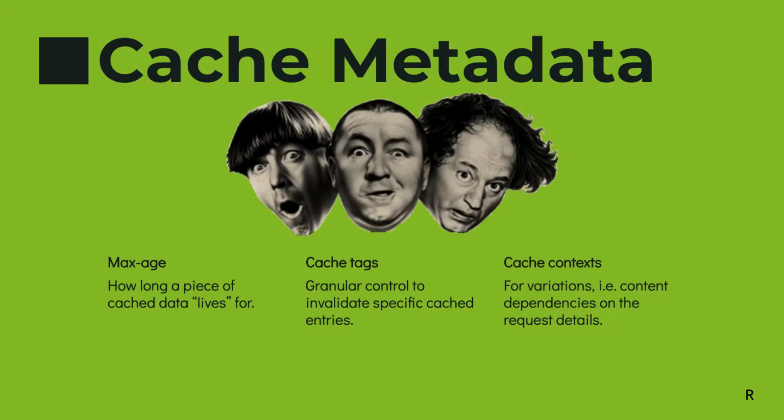As we dive into the concepts of caching, we're going to be focusing on cacheable metadata. We're going to go through each of these topics in a bit more detail, but just some spoilers for where we're going to go. We're going to have the concepts for max age, cache tags, and cache contexts. Right now they're just words, but hopefully by the time we leave, they'll be a little bit more than that for you.